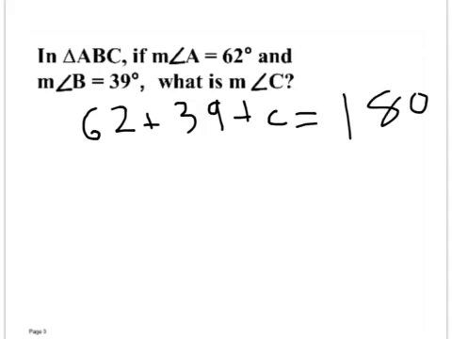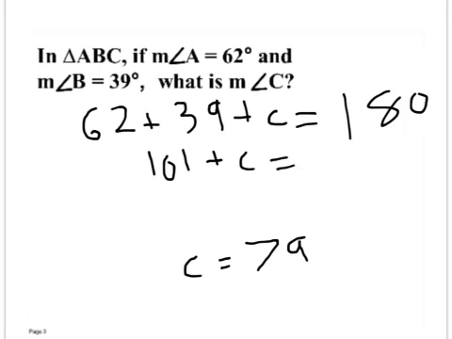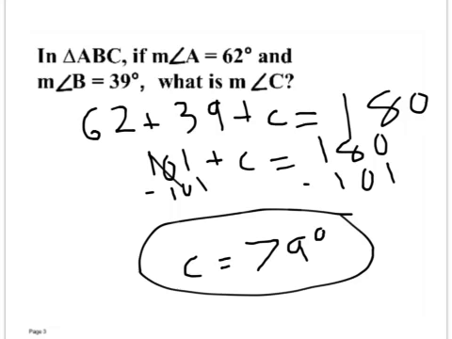Yes, Blaine? Tell me the answer. 79. How'd you get 79? I had 62 plus 39, which is what? 101. And then I subtracted that from 180. 180 minus 101 is 79. So the measure of angle C is 79 degrees.